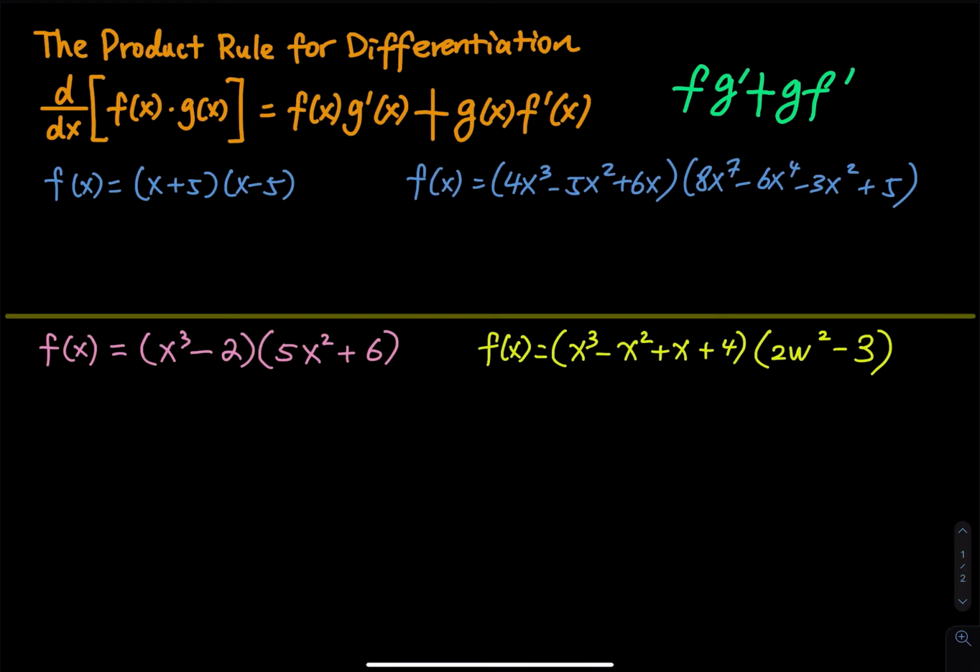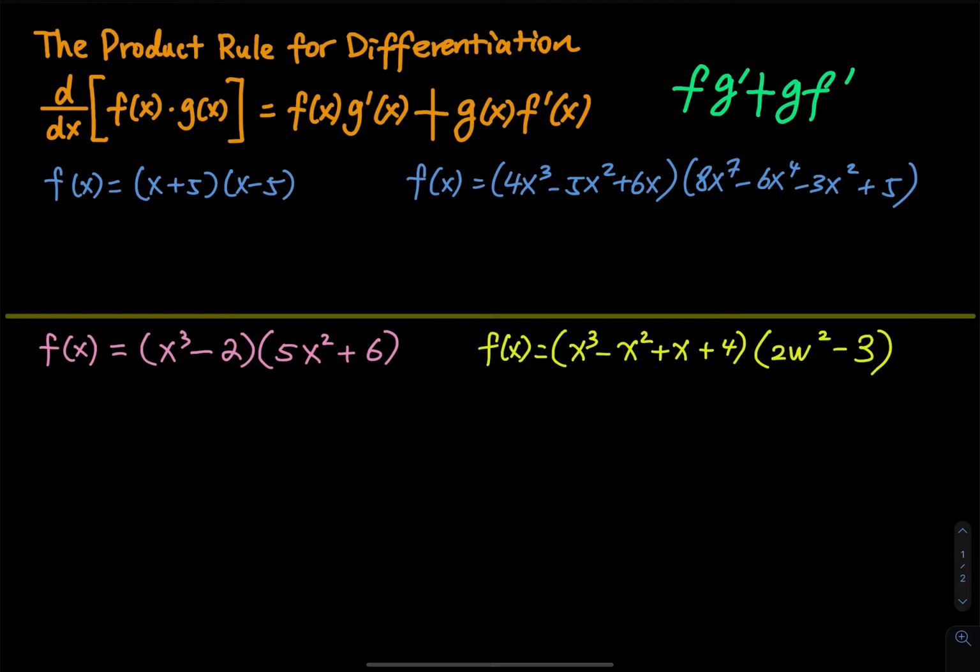The product rule for differentiation. Suppose we are taking the derivative of a product of f times g. So we have two functions, we multiply them together, f times g, and we are taking the derivative of the product with respect to x. So that's what the dx means. With respect to x means you are treating x as an independent variable.